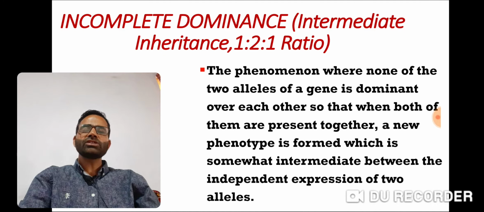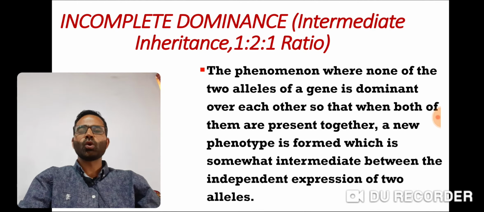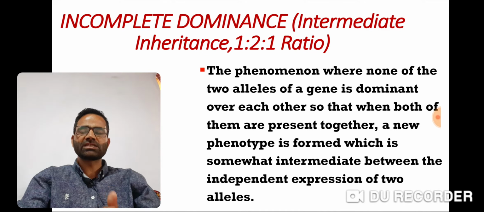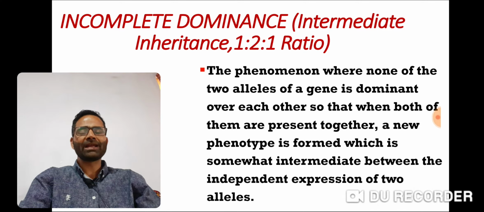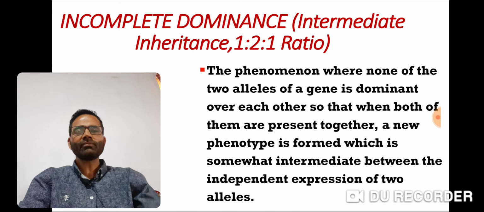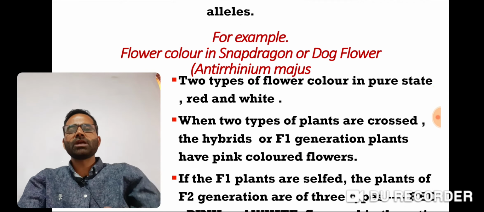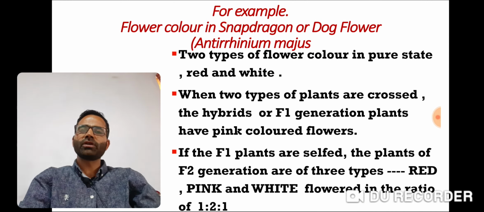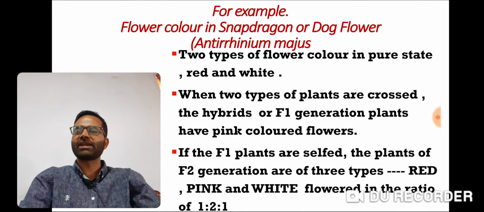Here in case of this incomplete dominance, none of the two alleles are dominant over each other. Both alleles when present together will get expressed and will form a new phenotype which will be intermediate between the two parent phenotypes. Now let's take the example of this incomplete dominance. The important example is the flower color in snapdragon or dog flower.